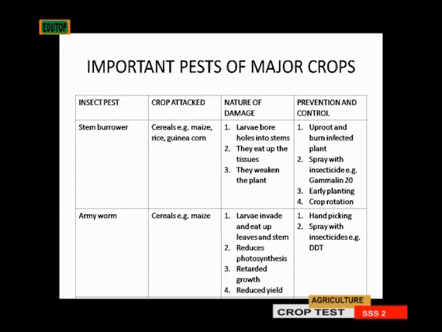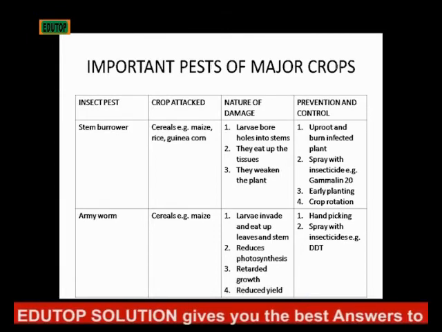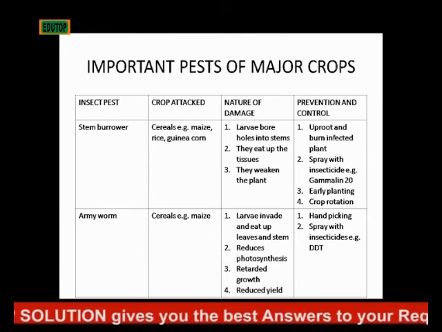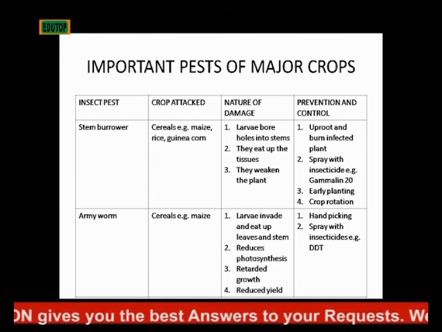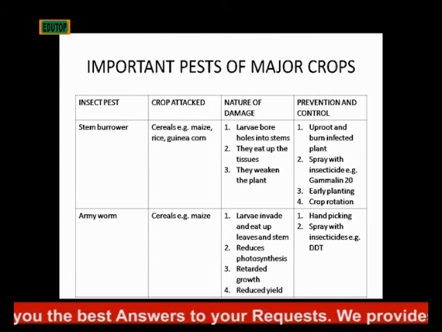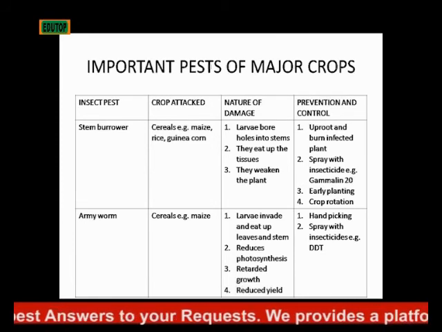How do you prevent stem borers? Pick and burn infected plants. Spray with insecticide, e.g. Yamalin 20. Do early planting, then do crop rotation. The next insect pest is armyworm, and they attack cereals, e.g. maize. The nature of damage includes their larvae invade and eat up leaves and stem. They reduce photosynthesis, they cause retarded growth, and reduce the yield.